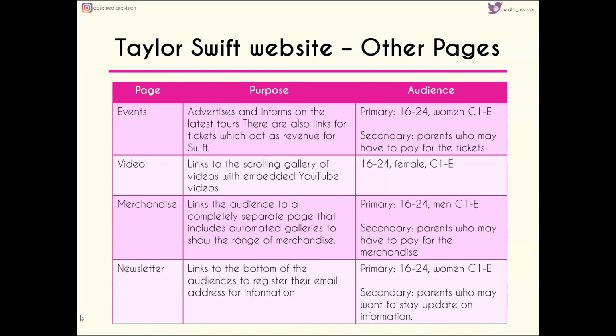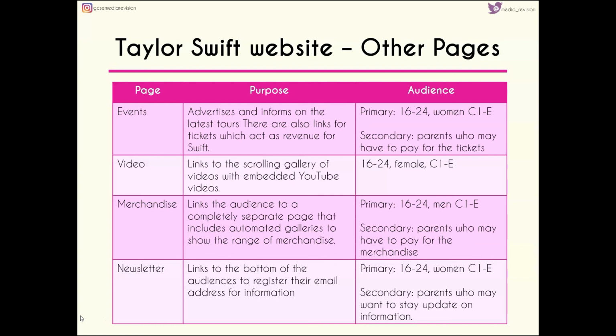Now the other pages that we've got on Taylor Swift's website are as follows. So the events advertises and informs on the latest tour. There's also links to the tickets which actually act as revenue for Taylor Swift. Again, this is likely to attract not only the primary audience but the secondary audience who have to pay for the tickets. The video section links to the scrolling gallery of videos which have embedded YouTube videos in there, and again you're likely to get the primary audience using this.